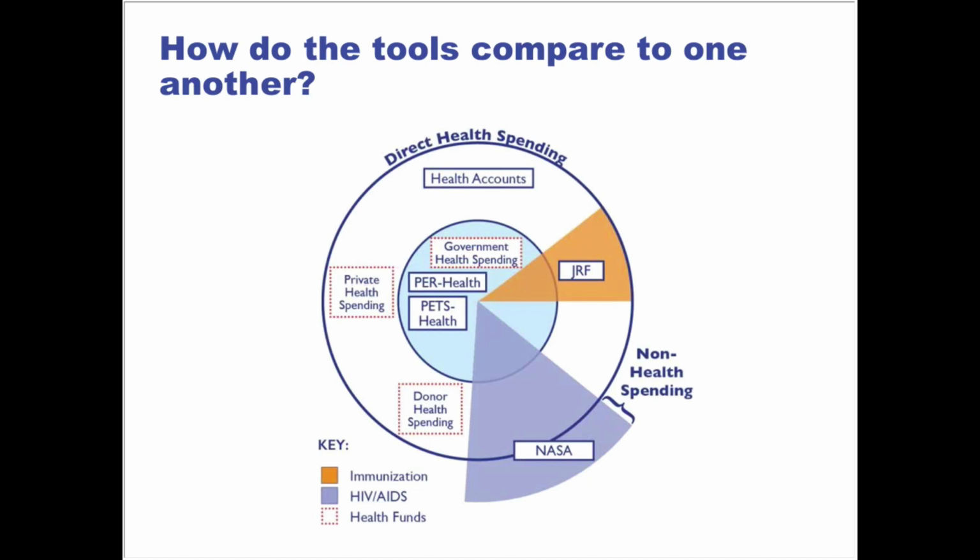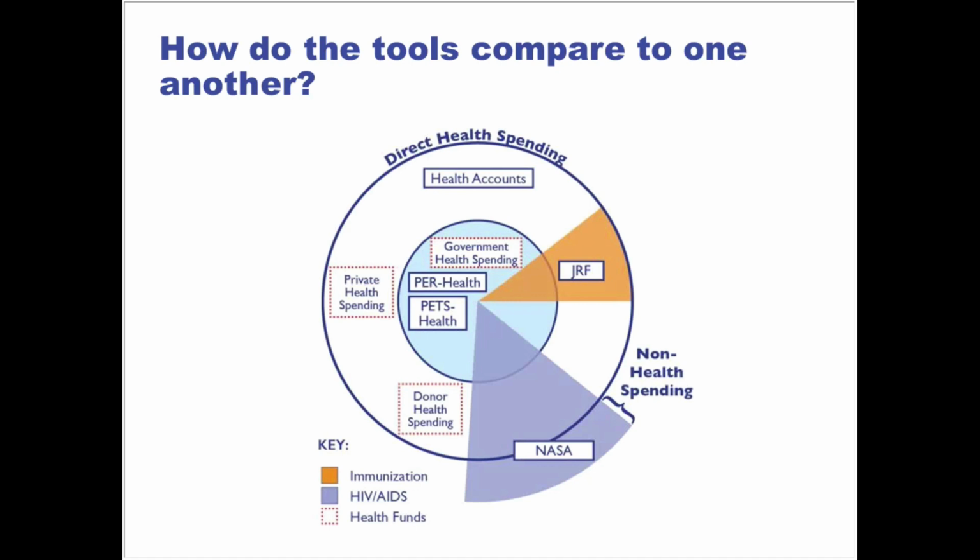And the health accounts methodology you'll see is in the outer circle because it encompasses not only the government spending, but also private and donor spending. Another interesting thing to notice in this diagram is the NASA, which is a wedge of all health spending because it's disease-specific, but you'll notice that that wedge extends outside of the outer circle because NASA includes non-health spending in addition to direct health spending.